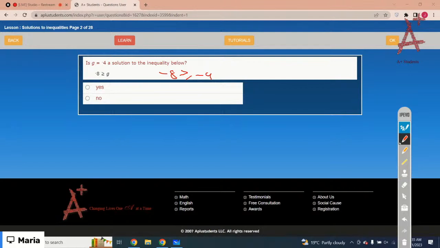So the correct option is no. Negative 8 is less than negative 4. So the correct option is no. Just select the correct option and click on the OK button.